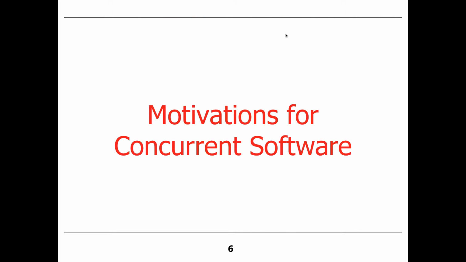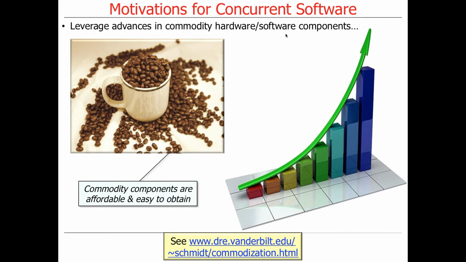So let's start off by talking about why the heck do you want concurrent software in the first place? Well, as I mentioned before, there's several reasons. One reason is to leverage advances in commodity hardware and software components. So what's a commodity? I have a picture of coffee beans up there. That's a good example of a commodity.